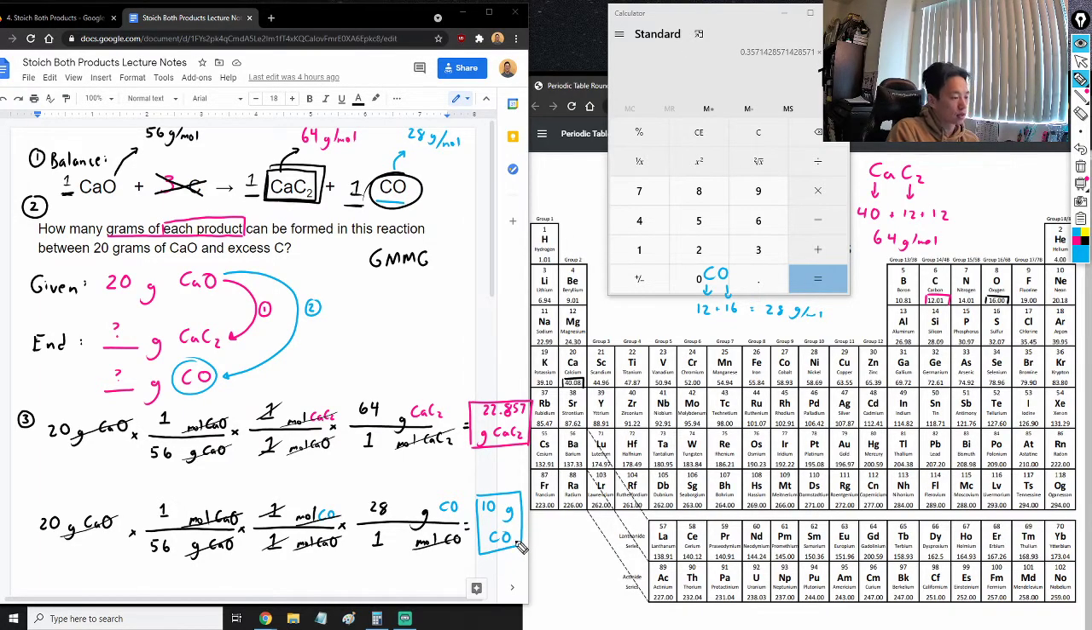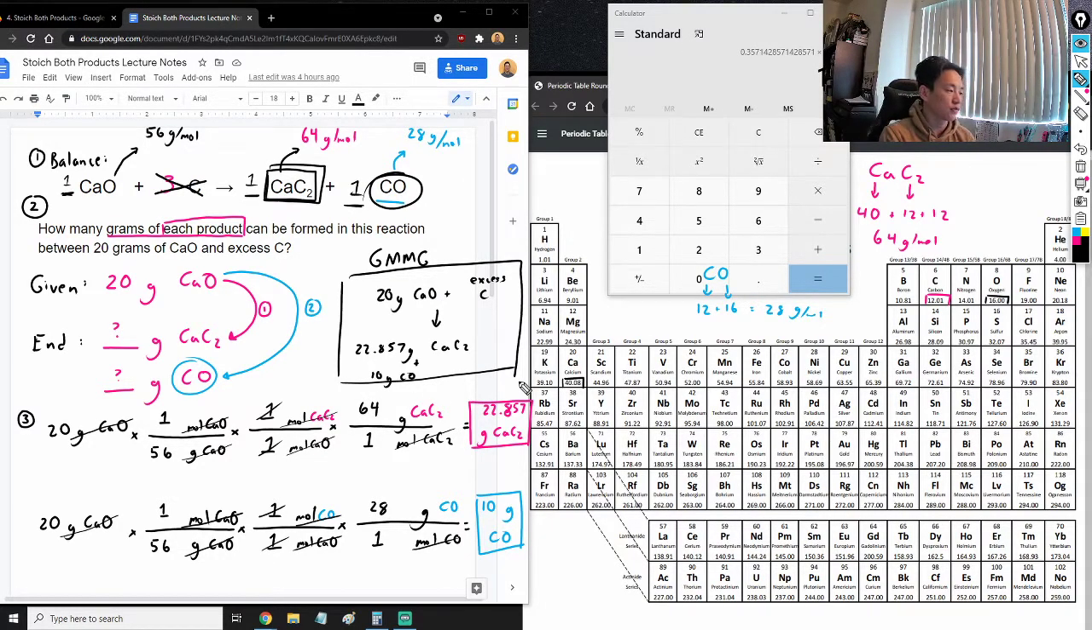Okay, so basically what this problem tells us is that if you have 20 grams of CaO, and you combine that with excess carbon, you're going to make 22.857 grams of CaC2, and you're also going to make 10 grams of CO. Okay, so this is basically what's happening. Nothing different from what we've been doing before. It's just that you're going to be doing dimensional analysis twice, or stoichiometry twice, for the same problem.